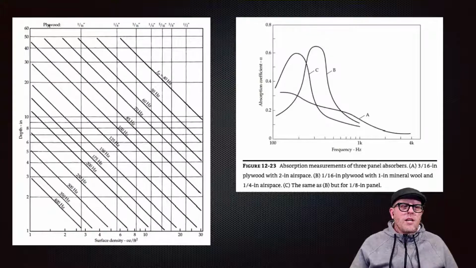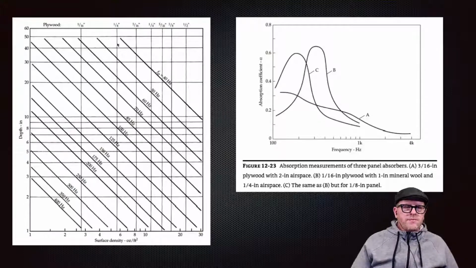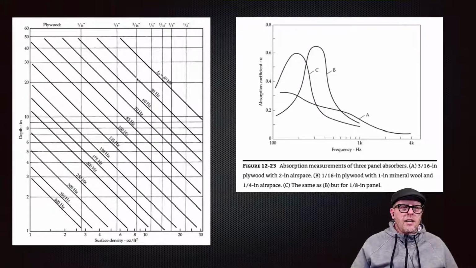if I want to absorb at 50 hertz right here, let's just pretend I'm going to go buy some 1/4 inch plywood. Or actually, let's go buy some 1/8 inch plywood. 1/8 inch plywood is going to be pretty inexpensive. Actually, that's harder to find at Home Depot. Maybe let's do 3/16. Let's just get some 3/16 here. So what this tells me is if I want to do 50 hertz, at 3/16 it has to be about 22 inches away from the wall.